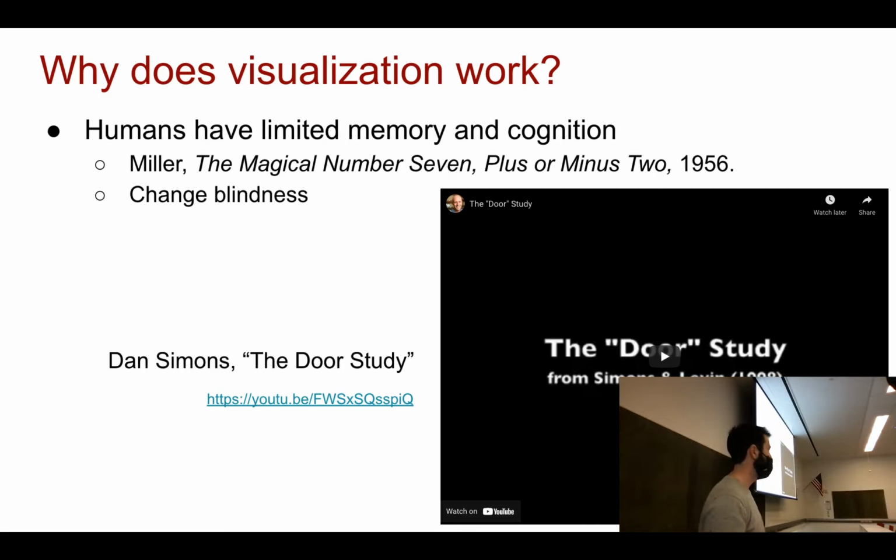So I can replace cognition or memory with perception or external representation. Another reason that visualization works is we can overcome what we call change blindness. So let me play this video.